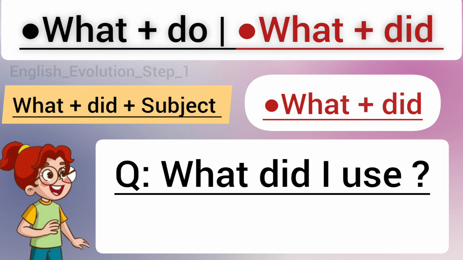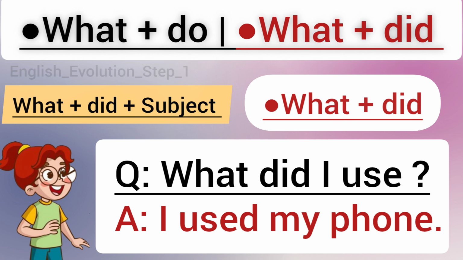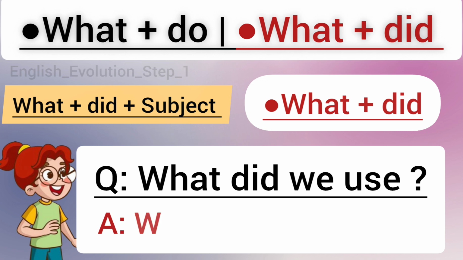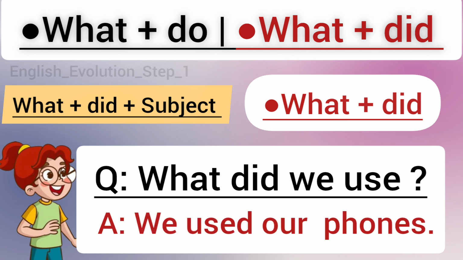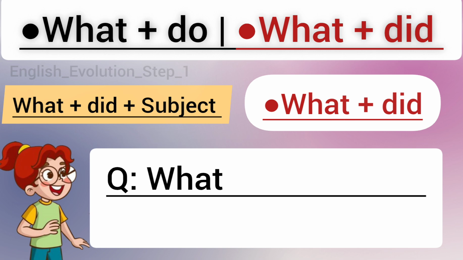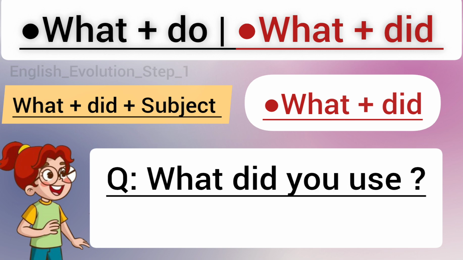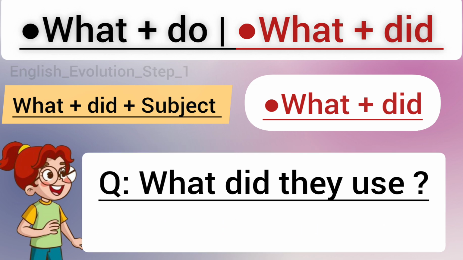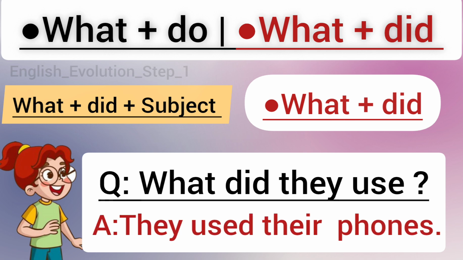Okay, let's practice. What did I use? I used my phone. What did we use? We used our phones. What did you use? You used your phone. What did they use? They used their phones.